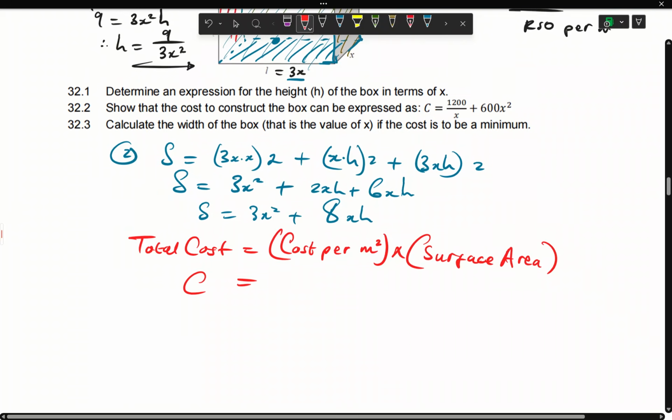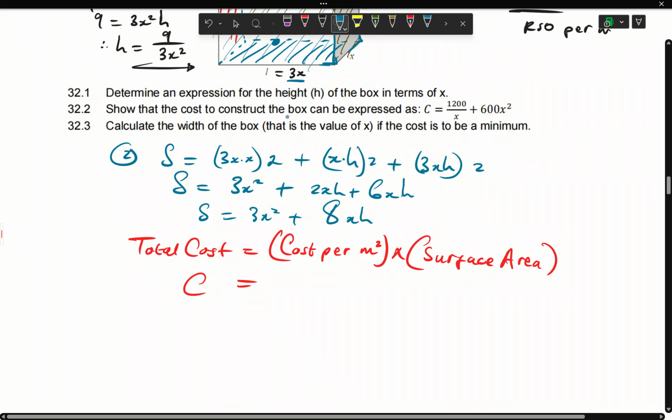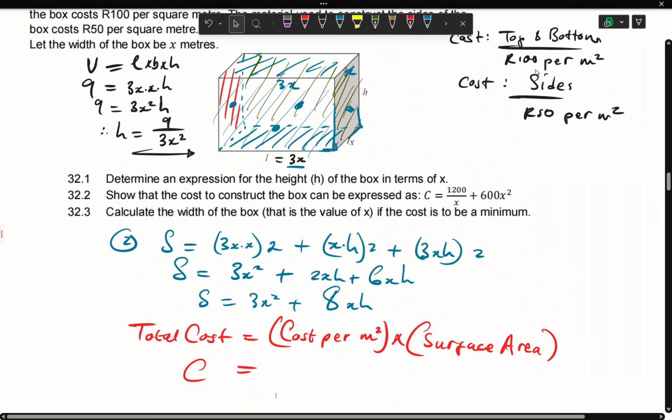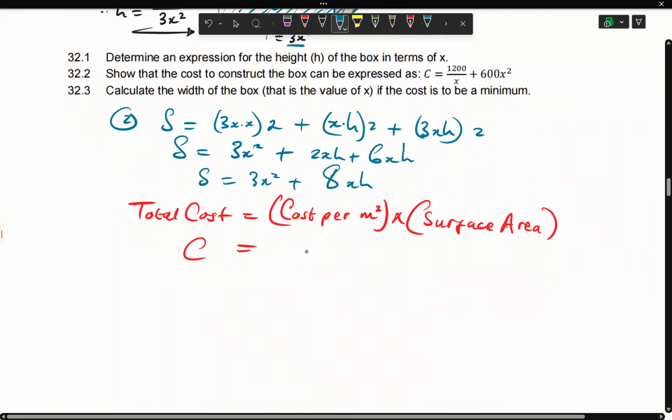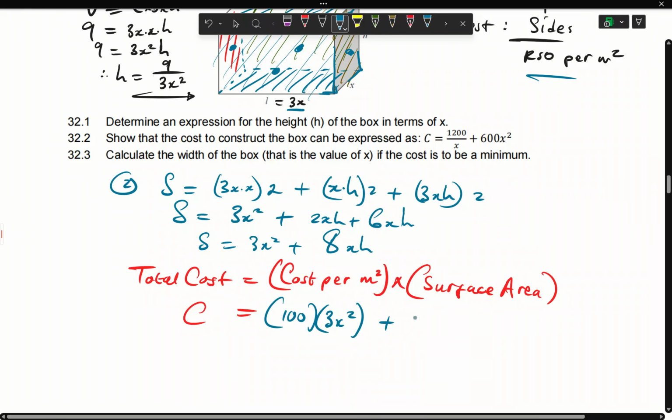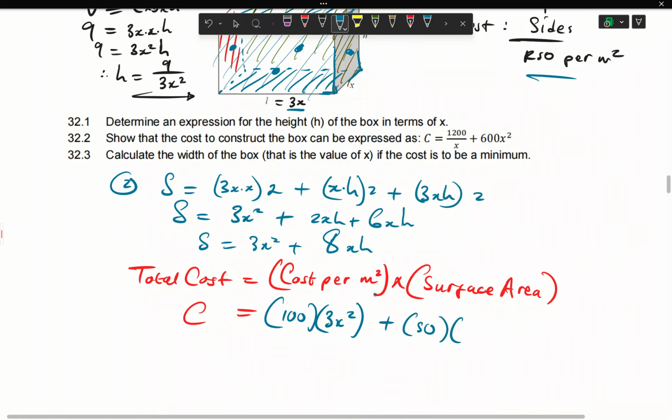Remember that this 3x squared is for the top and the bottom. What is the cost for the top and the bottom? It is the 100 per square meter there. So you have 100 multiplied by 3x squared, plus the cost for the sides, which is 50 rand. So this is 50 multiplied by the surface area of that, which is 8x h.